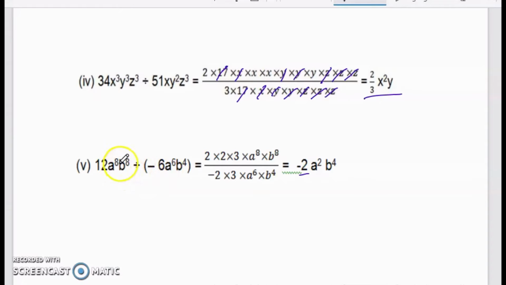And then a raised to the power of 8 divided by a raised to the power of 6. This will give you, using the laws of exponents, a raised to the power of 8 minus 6. That is a raised to the power of 2. And b raised to the power of 8 divided by b raised to the power of 4. This will give you b raised to the power of 8 minus 4. That is b raised to the power of 4. So if you have got large exponents, you can use laws of exponents to simplify, and coefficients of course can be cancelled directly.